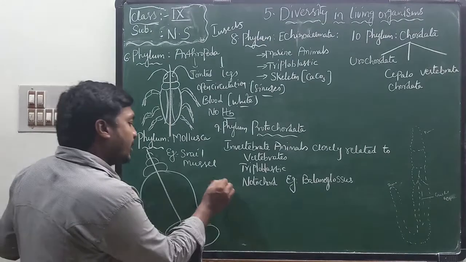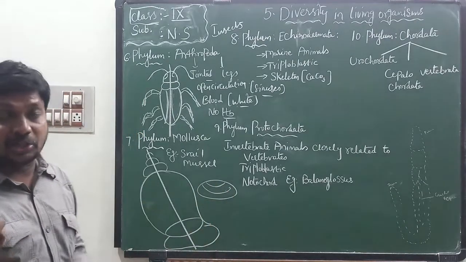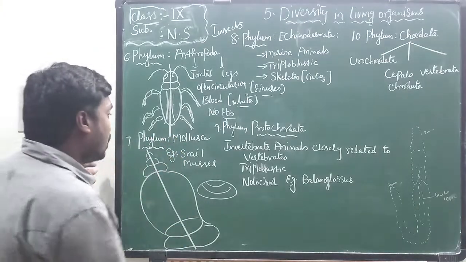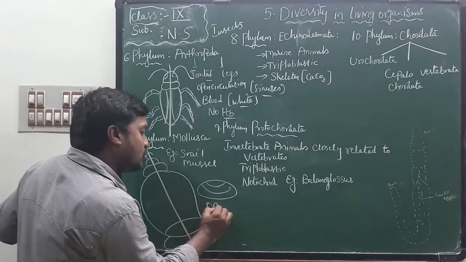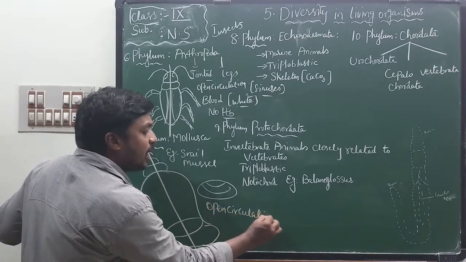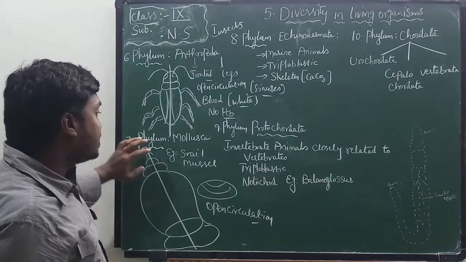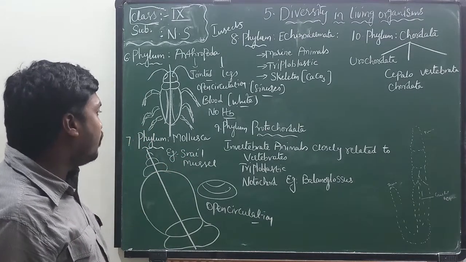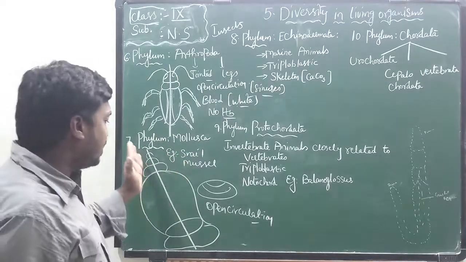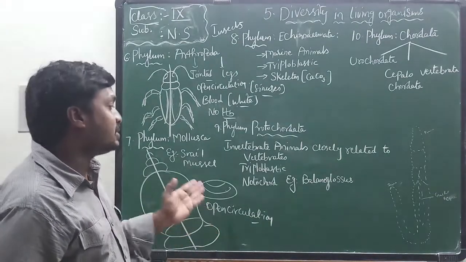Mussel, in Telugu it is called alchippa. You know alchippa, they come under phylum Mollusca. If you observe, phylum Mollusca also has open circulation, meaning they do not have any blood vessels in their body. So these are the fundamental characters of phylum Mollusca. Example: snail or mussel. They show bilateral symmetry. They have an open circulatory system.